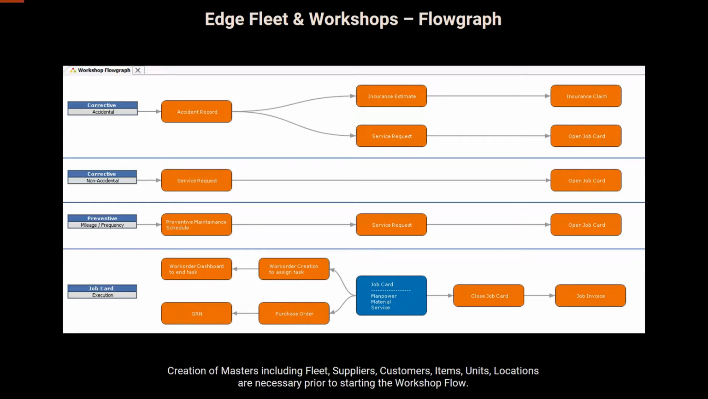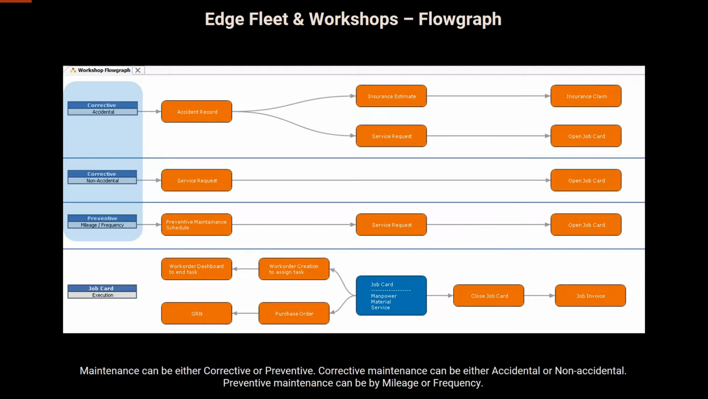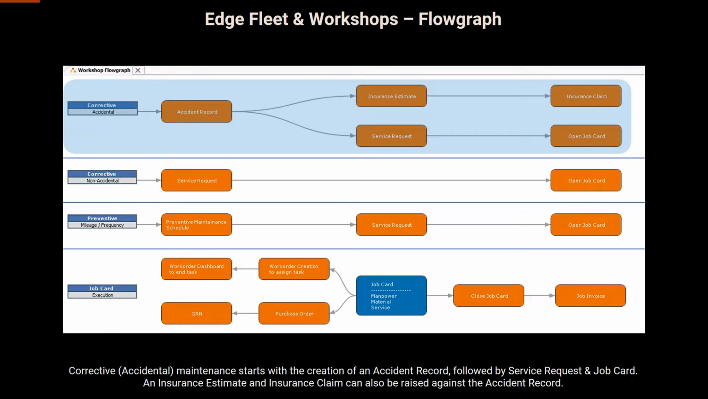Creation of masters including fleet, suppliers and customers, items, units, and locations are necessary prior to starting the workshop flow. Maintenance can be either corrective or preventive. Corrective can be either accidental or non-accidental. Preventive can be by mileage or frequency or both.